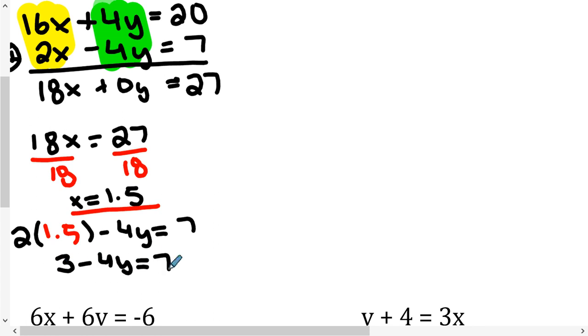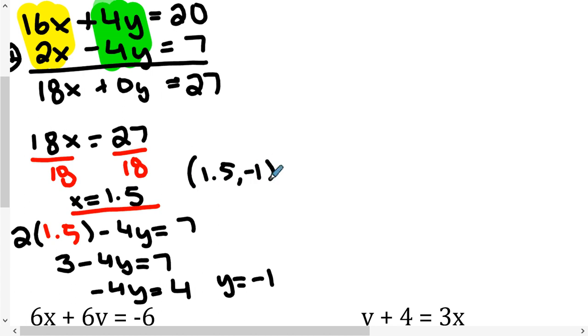My goal is to solve for y here. So I bring the 3 to the other side. I get minus 4y equals 4. Divide both sides by negative 4. And y is negative 1. So that gives us a solution here of 1.5, negative 1.